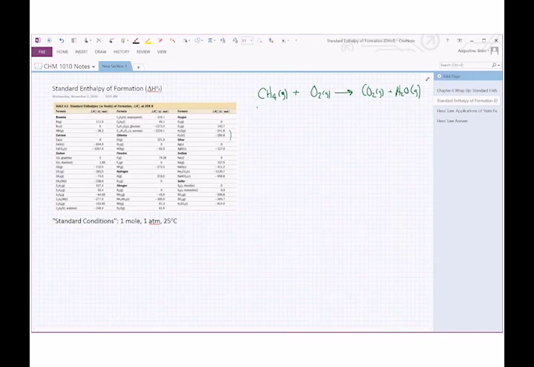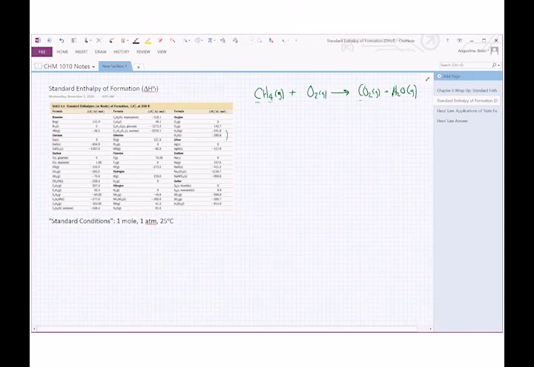There's one carbon, 4 hydrogens, 2 hydrogens, so I need a 2 out in front here. So carbon 1, hydrogen 4, oxygen 2, carbon 1, hydrogen 4, oxygen 2 plus 2 is 4. So that's just going to be a 2 out in front of the oxygen. Have to balance the equation before you can attempt this. All right, so there's my balanced equation.